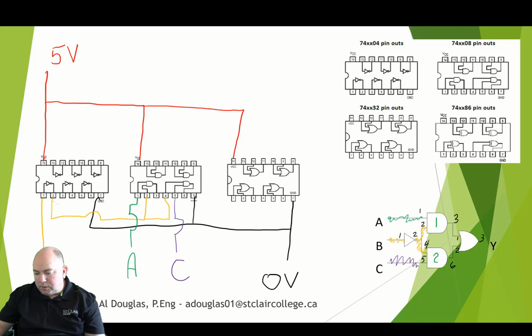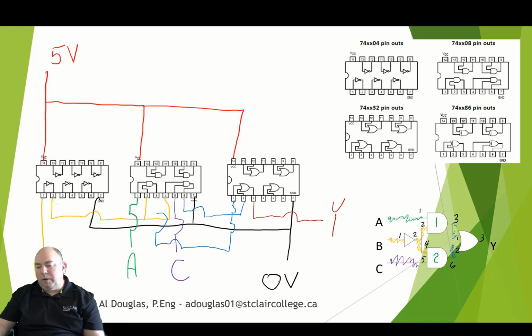And then we go from pin 6 on the AND chip to pin 2 on the OR chip. We also go from 3 to 1. And then our output finally is pin 3, and that's going to go to Y. Okay, so that is how we would wire this circuit.